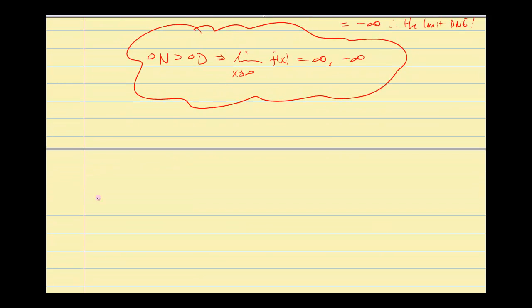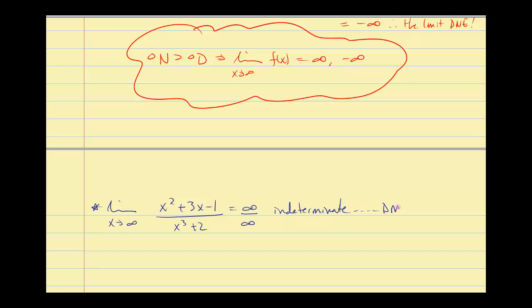Okay, so for our next one, let's go ahead and look at the limit as x approaches infinity of x squared plus 3x minus 1 all over x cubed plus 2. First thing we do is we actually just take the limit, and if we do that here, we get infinity over infinity. Infinity over infinity is an indeterminate form. Indeterminate form means to do more work. Well, the more work that we can do is to divide through by the highest power of the exponent in the denominator.